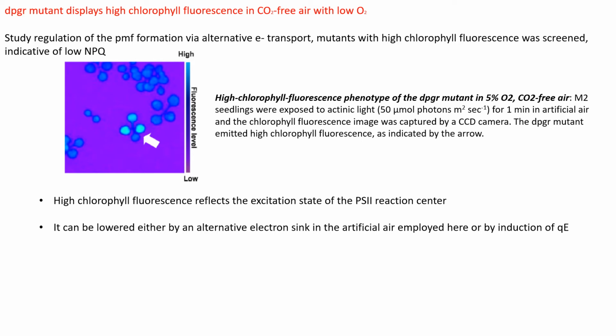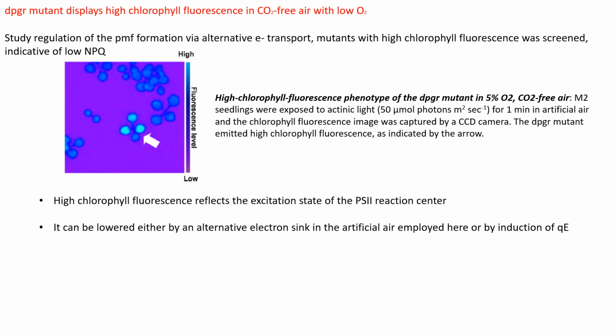Another mutant with respect to PGR5 and CRR that was identified is the mutant called DPGR mutant, about which this whole paper is, and this is defective in the PS1 cyclic electron transport pathway. And today we are going to talk mainly about this mutant.